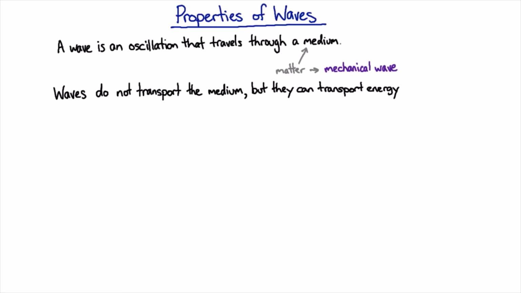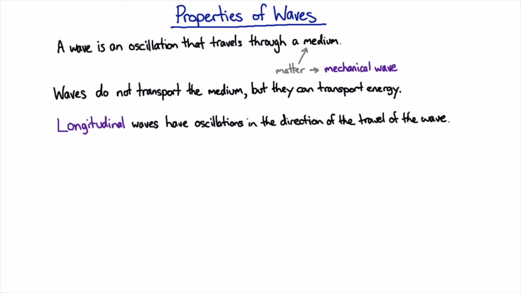We learned that we often distinguish between different waves depending on which direction the oscillations are. So if you have the oscillations in the direction of the motion of the wave, then that's called a longitudinal wave. And if they go sideways or transverse to the direction of the travel of the wave, then they're called transverse waves.